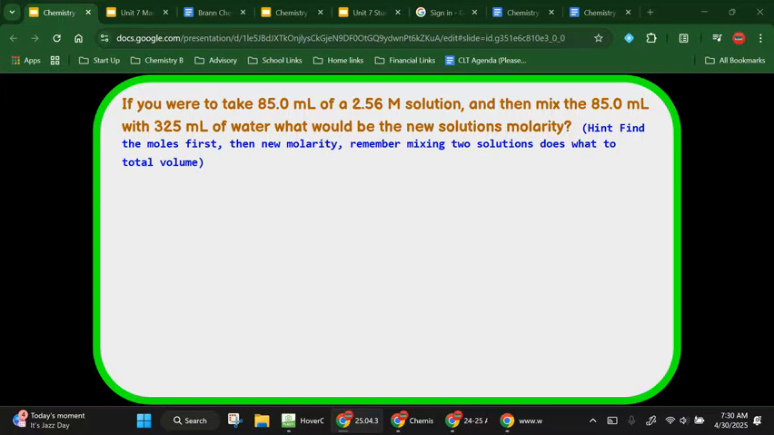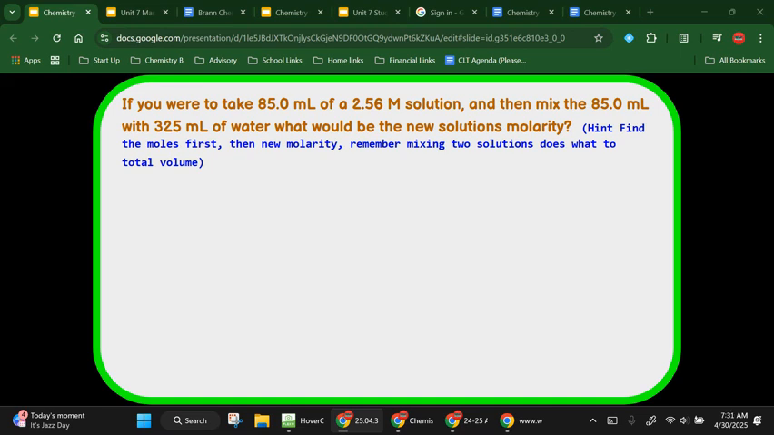Okay, please listen carefully. If you were to take 85 milliliters of a 2.56 molar solution, so you literally take 85 milliliters, you put them into a container. You then take and mix that 85 milliliters with another 325 milliliters of water. What will be the new solution's molarity?